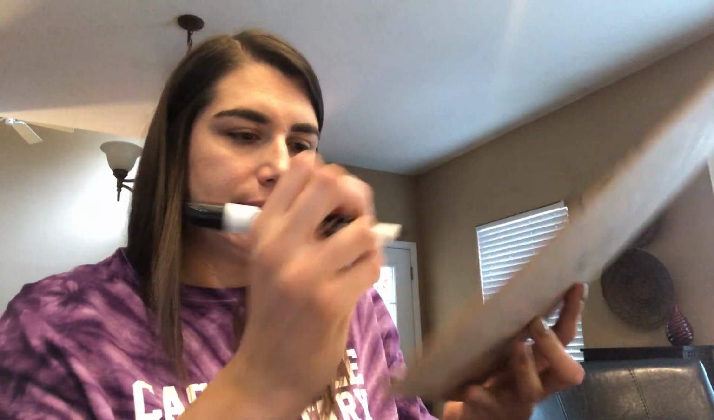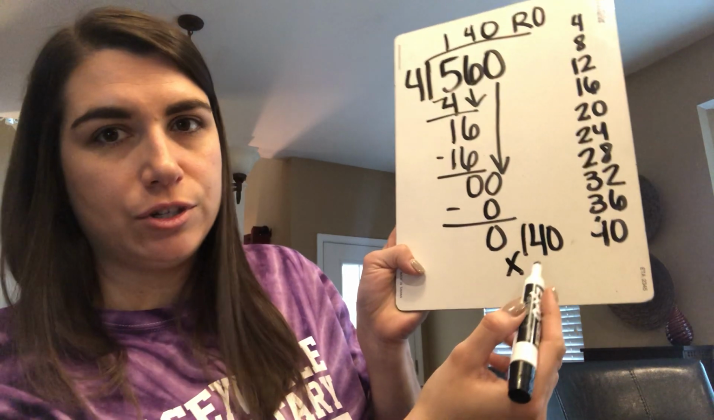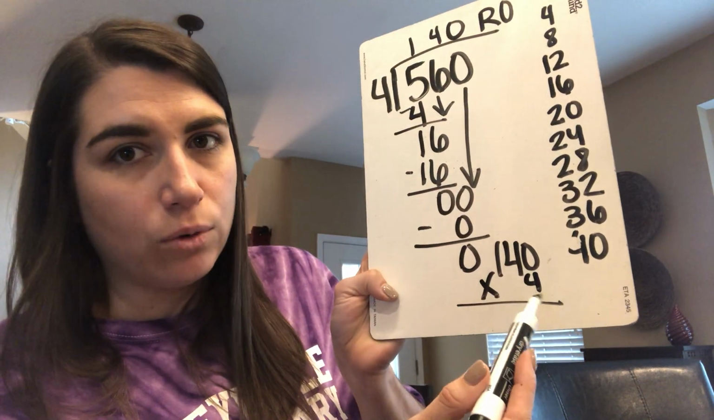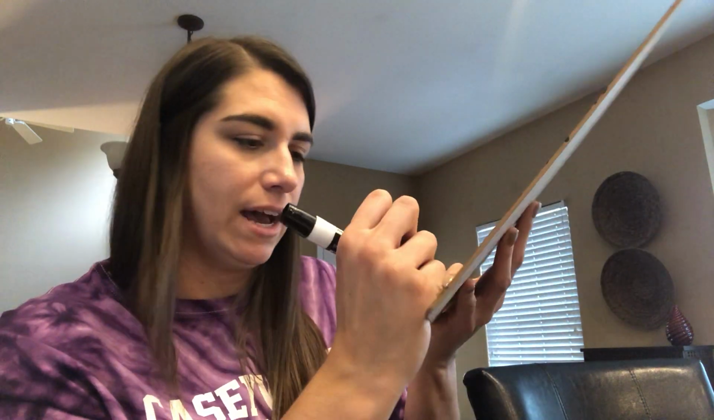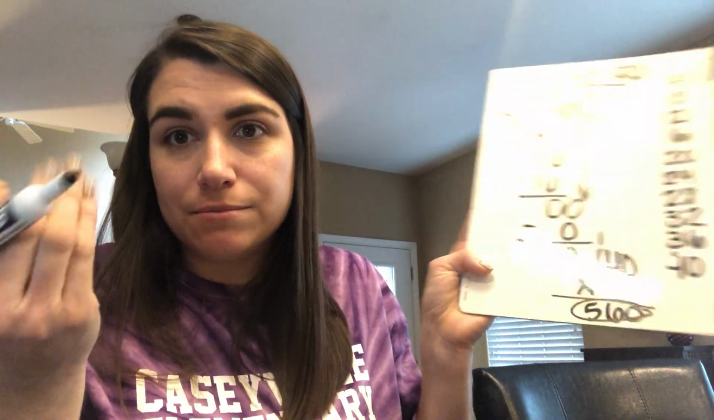So now to check our work, we're going to take 140 times, I'm just doing it down here, 140 times 4. So we know that 4 times 0 is 0. 4 times 4 is 16. Carry my 1. 4 times 1 is 4, plus 1 is 5. So I got the same answer that I started with, 560, so that means I'm right. So good job. If you got that one right, virtual high five. Moving on to the next one.